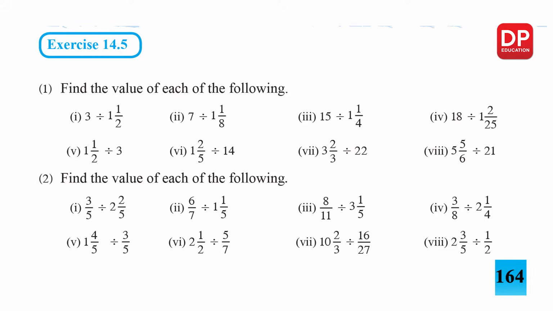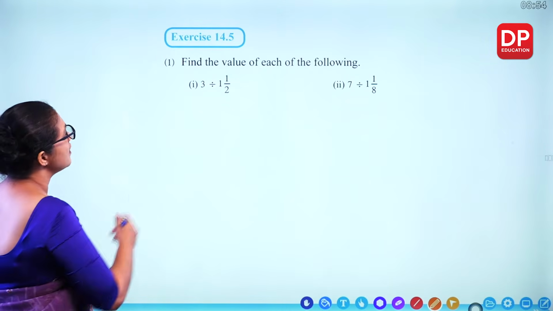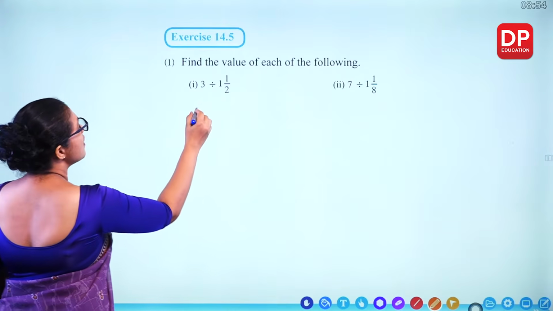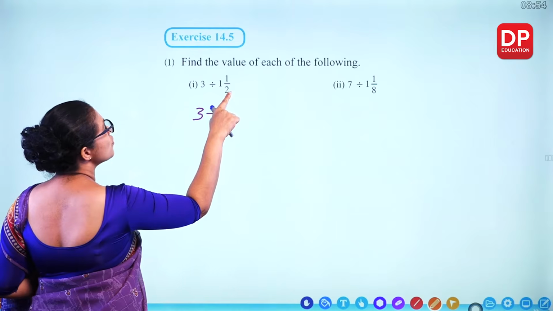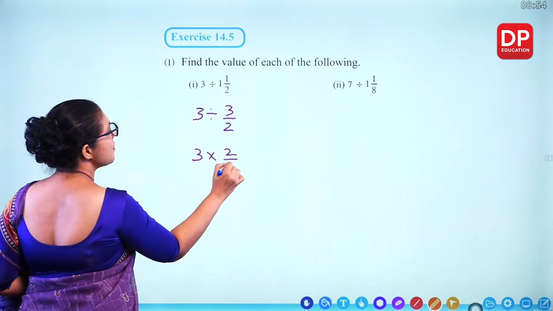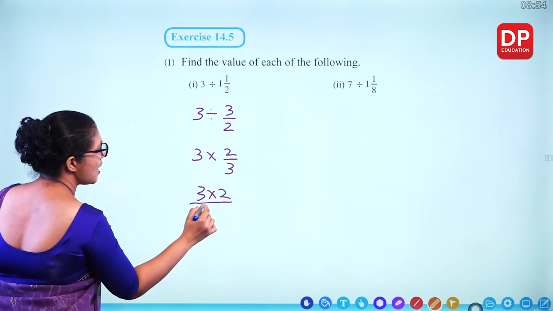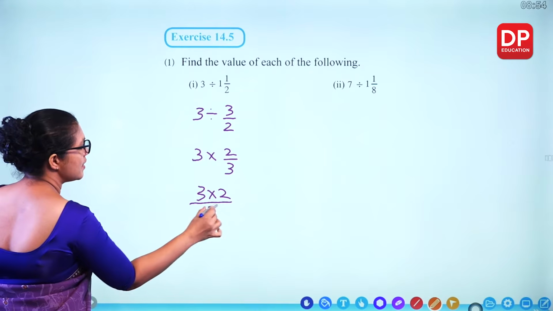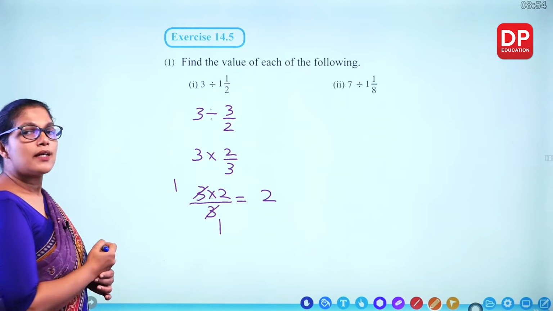Exercise 14.5. Find the value of each of the following. All division. Now, mixed numbers you convert to improper fractions. 2 times 1, 2 plus 1, 3/2. Then multiply by the reciprocal. So what you get in the numerator, 3 times 2, denominator 3. Cross out the common factors, you get answer 2.